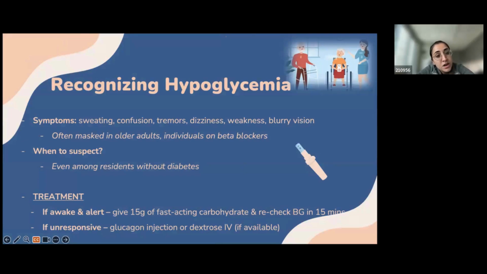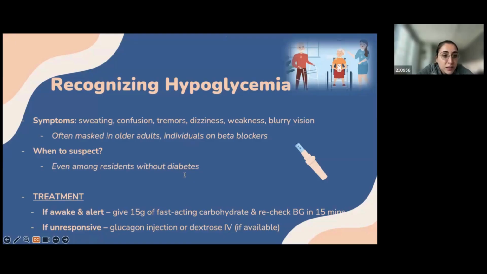Recognizing hypoglycemia cannot always be straightforward, especially when we're dealing with cognitive decline and masked symptoms, especially with individuals on beta blockers. So we should always have a high clinical suspicion and stay vigilant for the usual symptoms: sweating, confusion, tremors, dizziness, weakness, and blurry vision. And we should also suspect it even in patients without diabetes, as hypoglycemia can still occur in non-diabetic patients, particularly in the context of acute infections and sepsis.